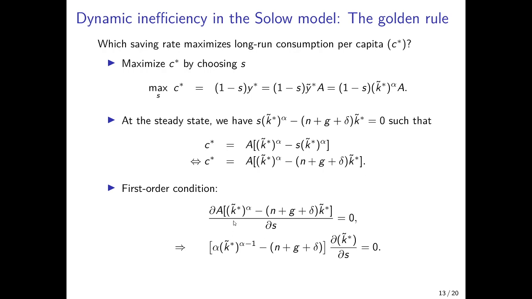Now we see A drops out because it appears in both terms, so we can just cancel it. We take the derivative of this term here with respect to the saving rate. So that's the outer derivative by the chain rule. Alpha comes down from the exponent, and the exponent is reduced by 1. And we have the inner derivative because K tilde also depends on the saving rate. And that's written outside here because we also have a K tilde here, so we can multiply the two terms.